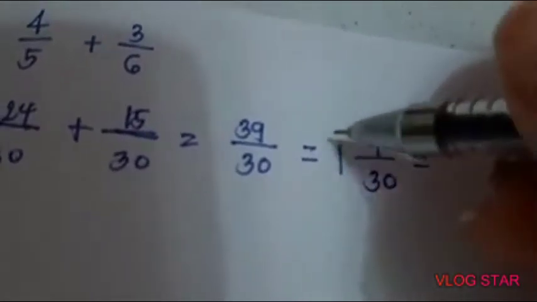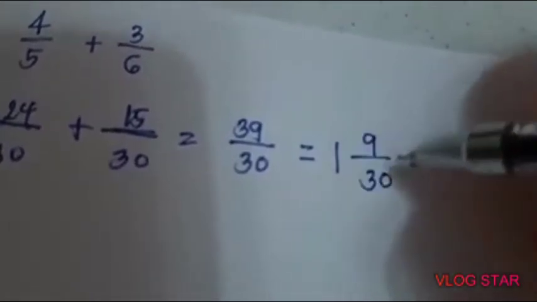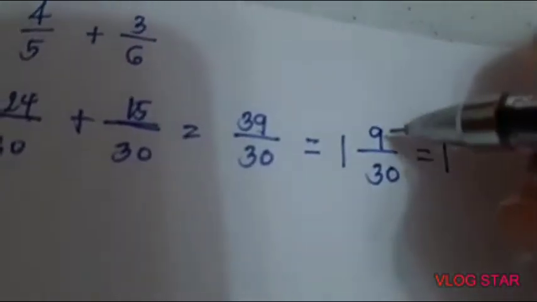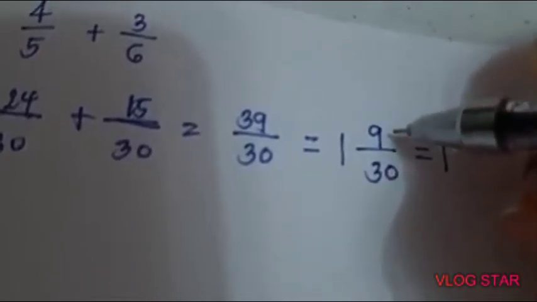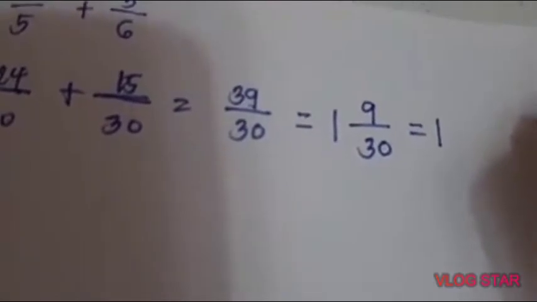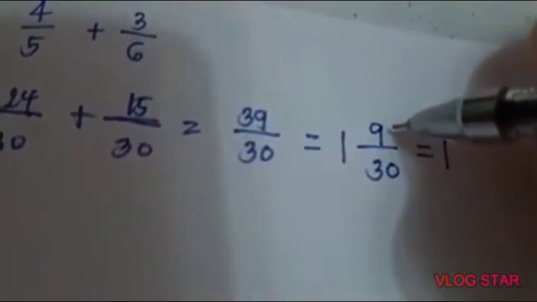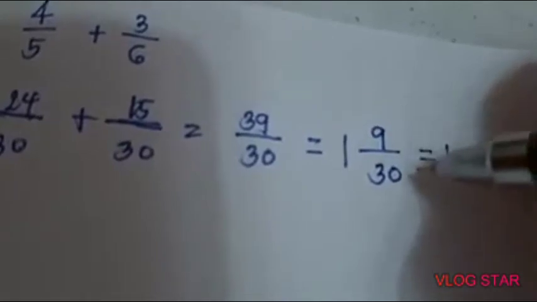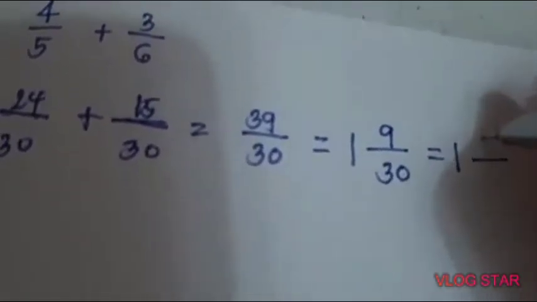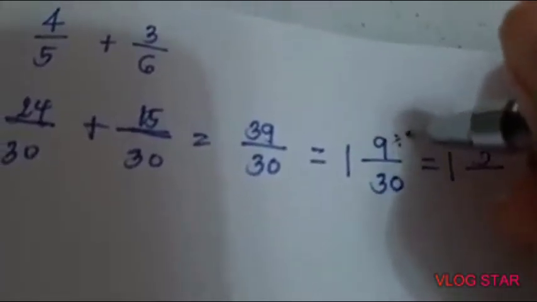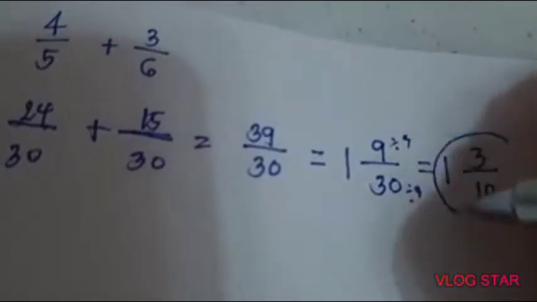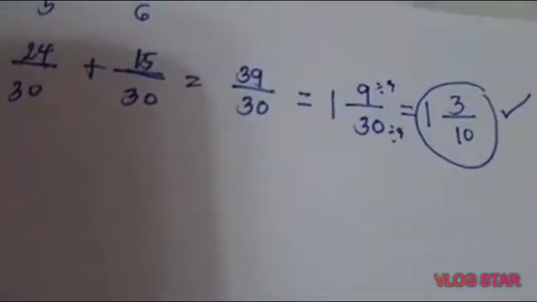So when you convert a fraction or mixed number to lowest terms, do not forget to copy the whole number. Then go back to the fraction. Find the GCF, or the greatest common factor. Meaning, look for a factor of 9 which is also a factor of 30. So that is 3. 9 divided by 3 is 3, then 30 divided by 3 is 10. So your answer is 1 3/10.